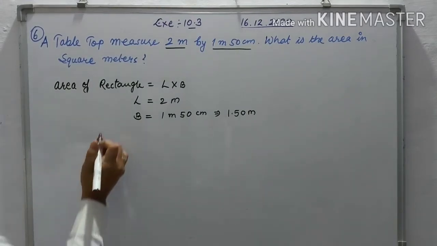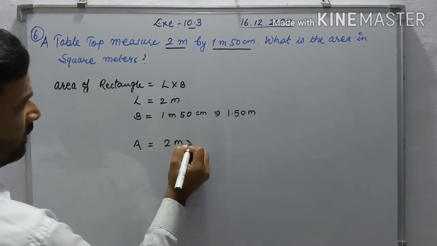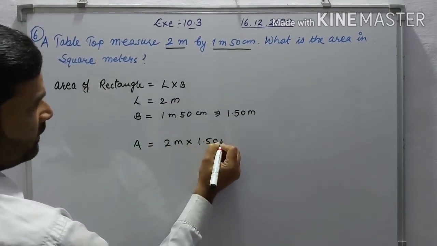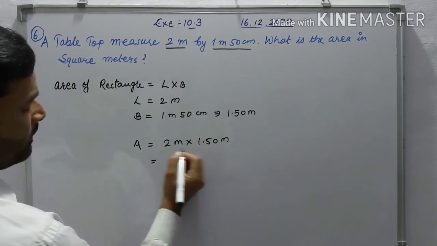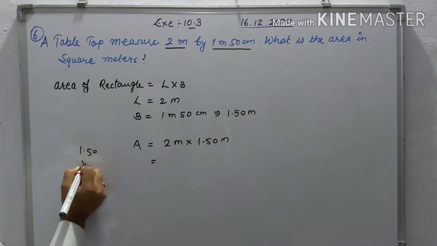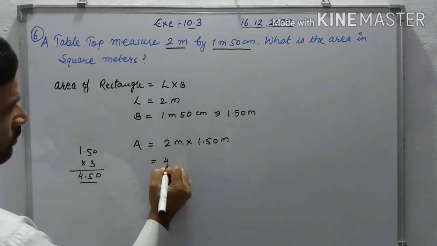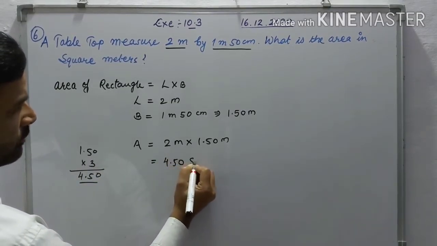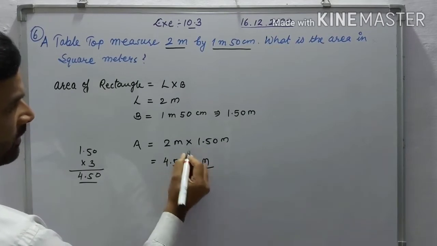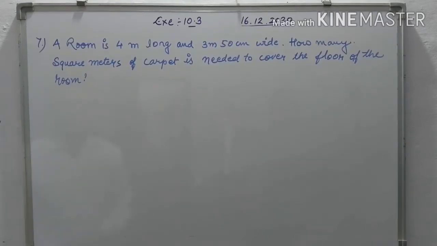1.50 meter. Then the area is equal to 2 meter into 1.50 meter. After multiplication, 1.50 multiplied by 2 gives 3, so it is 3.00, which means 3.00 square meter, because both units are meters. So the answer is 3.00 square meter. Question number 7.